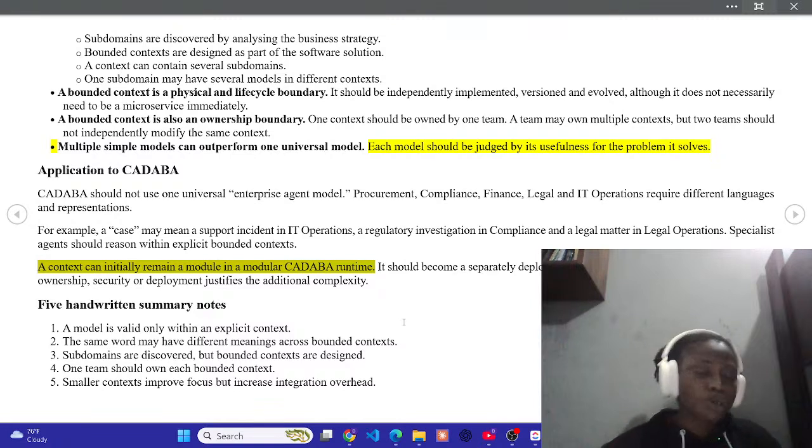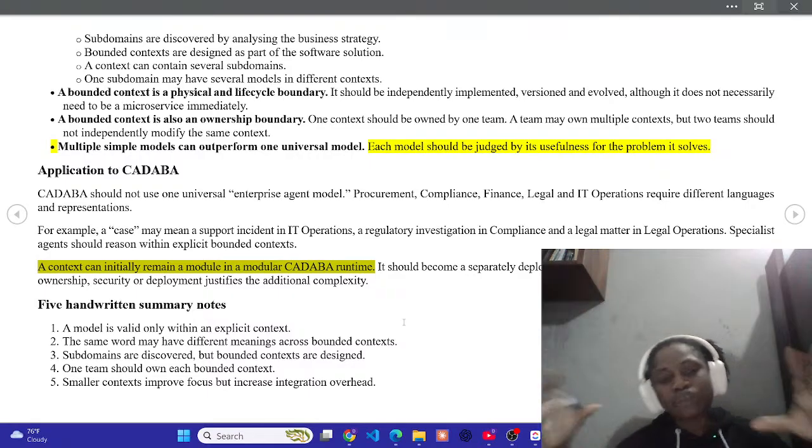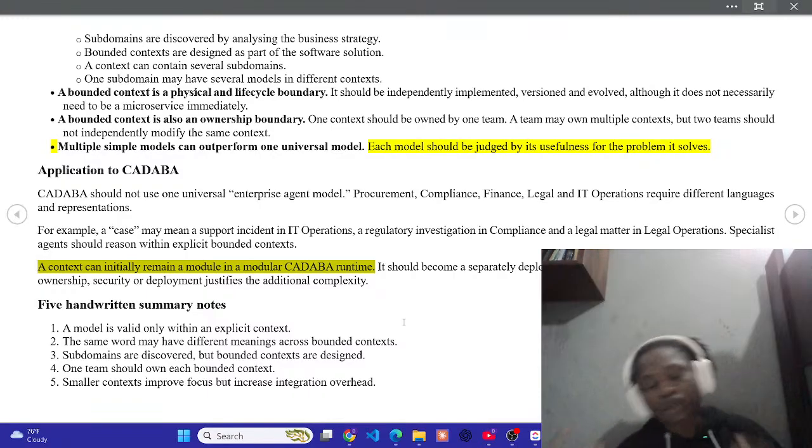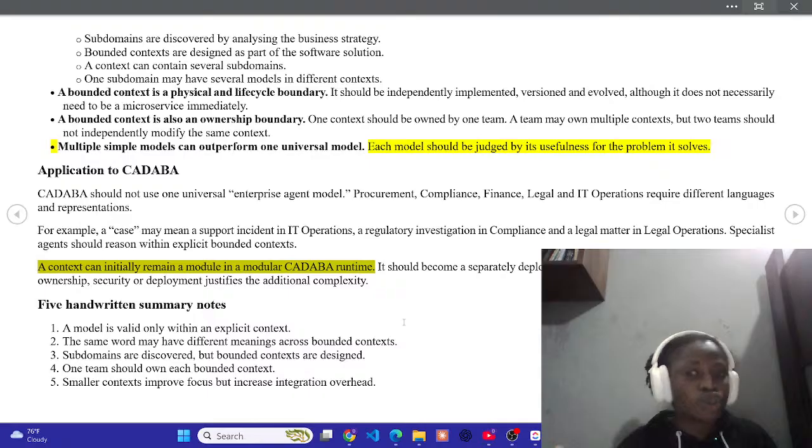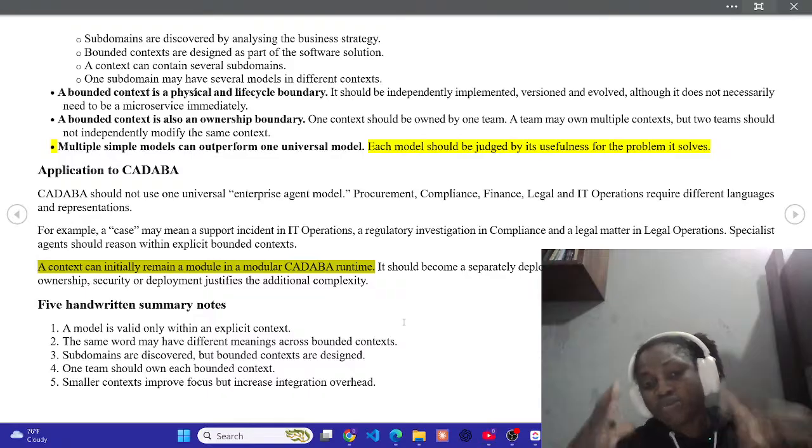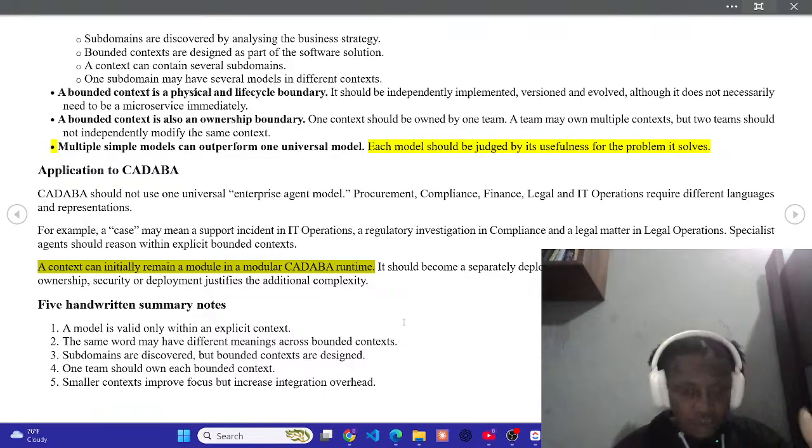That's how CADABA works. So instead of having many orchestration tools in an enterprise, you can just have one CADABA framework where you can develop your agent and then deploy it on it. It can handle many agents, every form of agent, as a module. So if you want to deploy a particular department agent, for example procurement, on the CADABA framework, you deploy it as a module. It will be a modular architecture on CADABA itself.